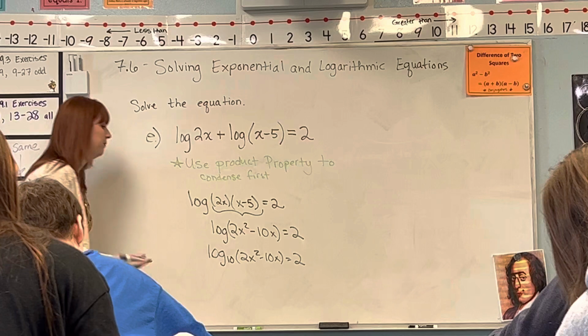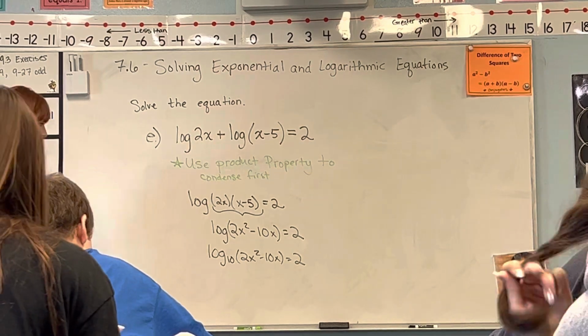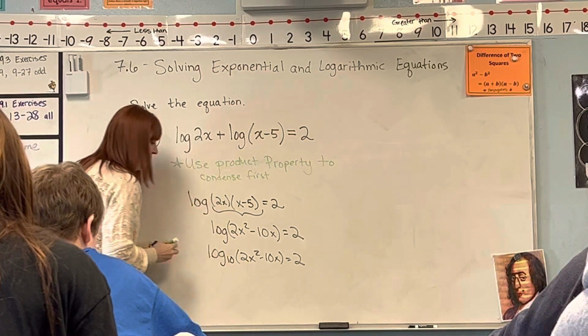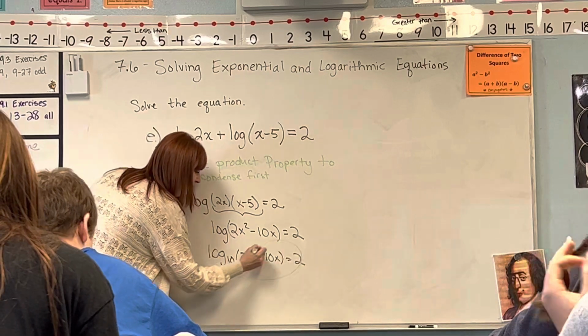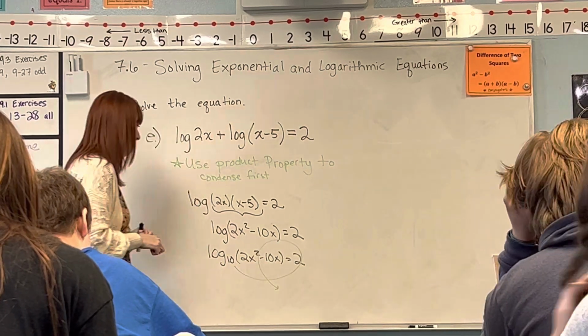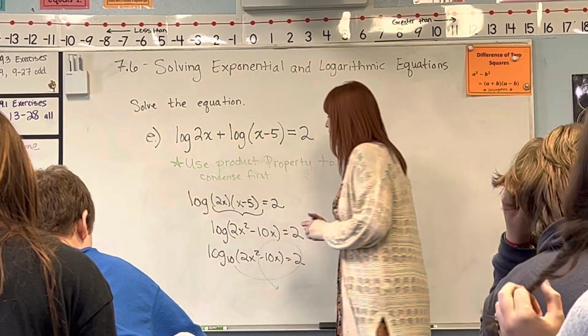So what does my swirly look like? 10 to the power of 2 equals 2x squared minus 10x. 10 squared equals 2x squared minus 10x.